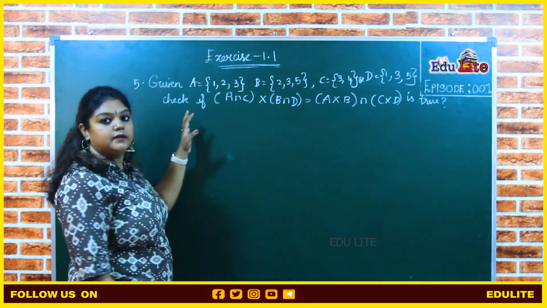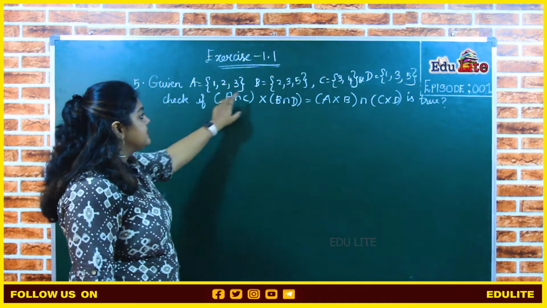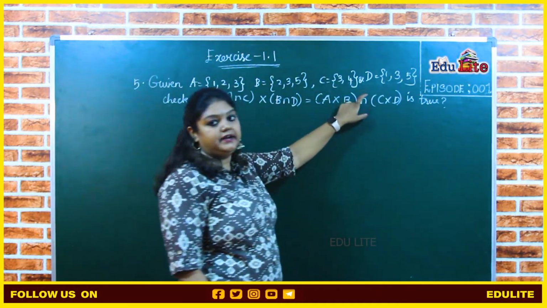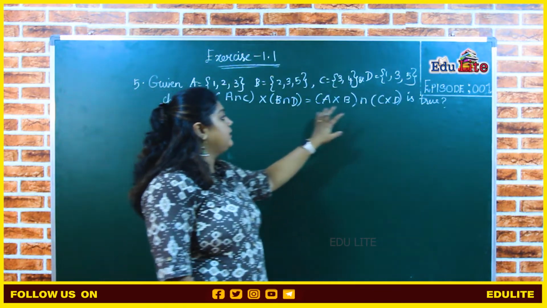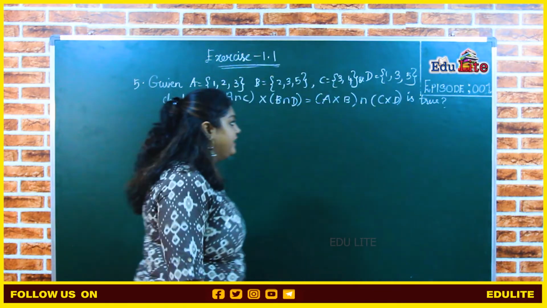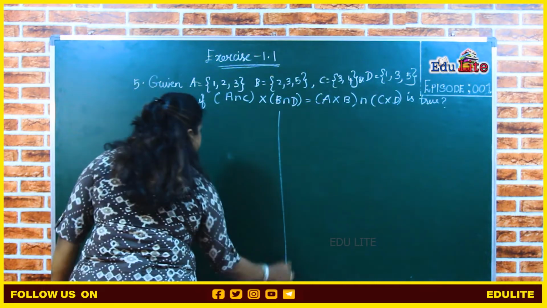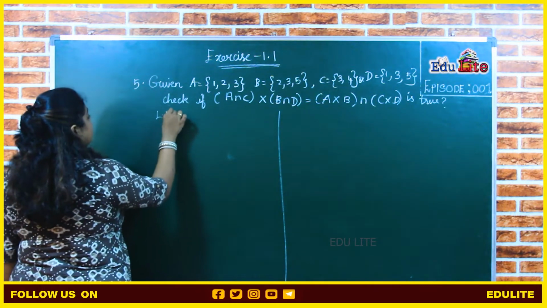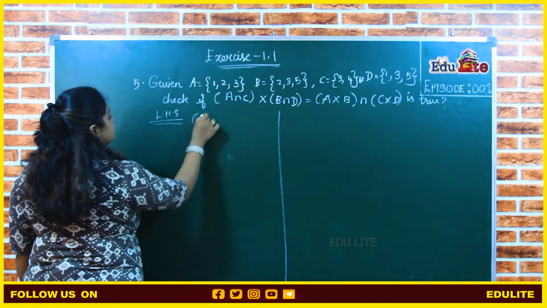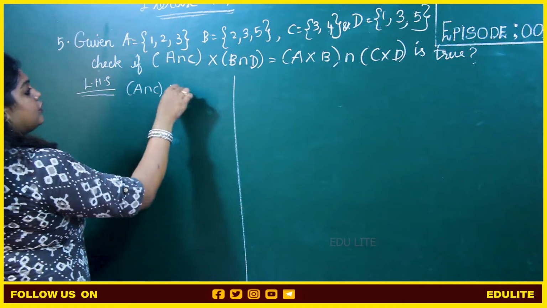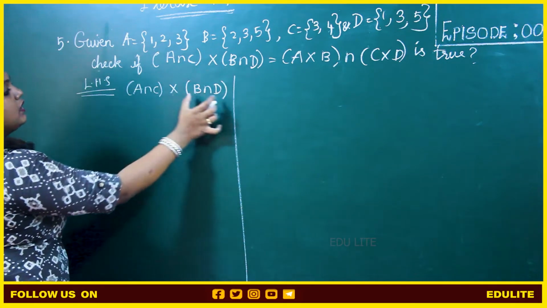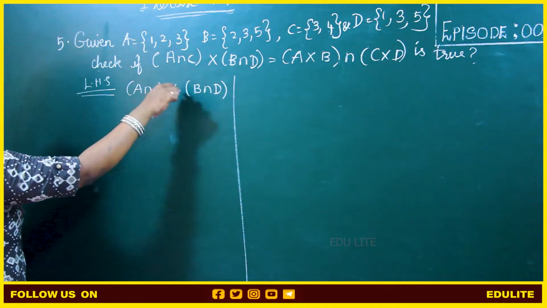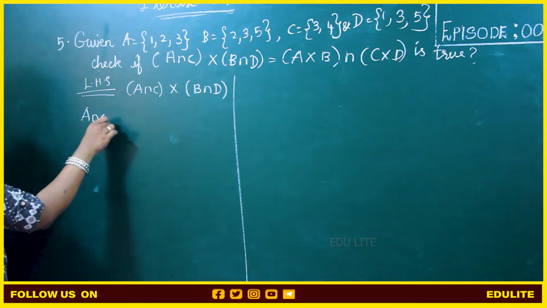So the fifth problem given to us has set A, set B, set C and set D. Four sets are given and we need to check whether the left hand side is equal to the right hand side. We will verify whether it is equal or not. First we will take the left hand side, which is given as A intersection C cross B intersection D. First we have to finish the brackets portion, then we will do the cross product. First A intersection C.